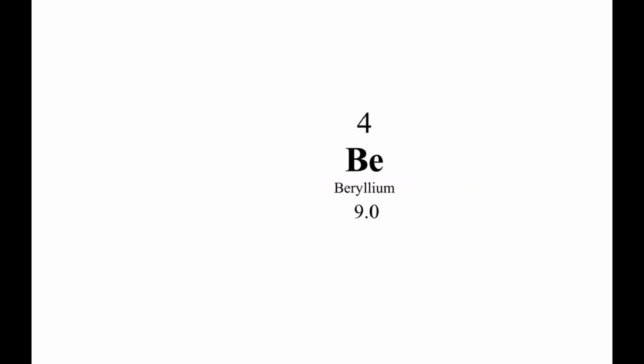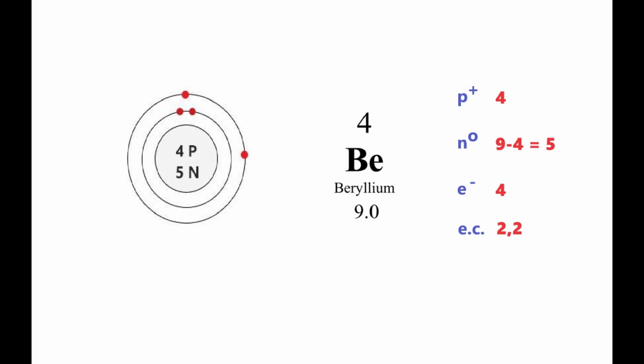Then let's consider beryllium. It has an atomic number of 4 and a mass number of 9. Again, we're going to find the number of protons, the number of neutrons, the number of electrons, and the electron configuration. Right, with the atomic number of 4, it must have 4 protons. To work out the number of neutrons, it is 9 minus 4, which equals 5. Because beryllium is uncharged, again, it has the same number of electrons as protons, which is 4. And the electron configuration is 2, 2. And now here's the diagram of beryllium that shows 4 protons in the nucleus, 5 neutrons in the nucleus, 2 electrons in the first shell, and 2 electrons in the second shell.